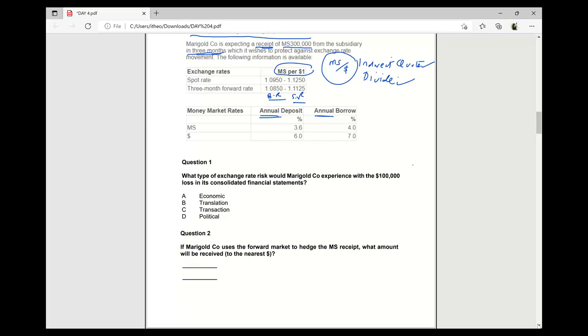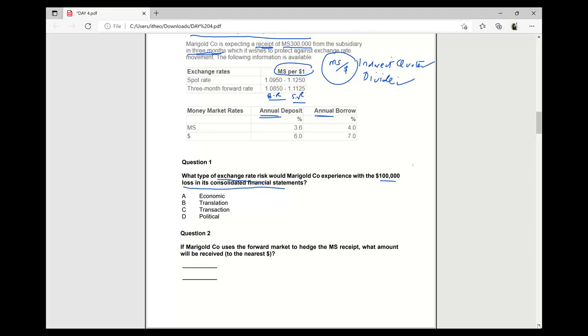What type of exchange rate risk would Marigold experience with a 100,000 loss in its consolidated financial statements? Remember, there was a 100,000 loss in the consolidated statements. So what type of exchange rate risk would Marigold experience? Economic risk, translation risk, transaction risk, and political risk. So what type of exchange rate risk would Marigold face?